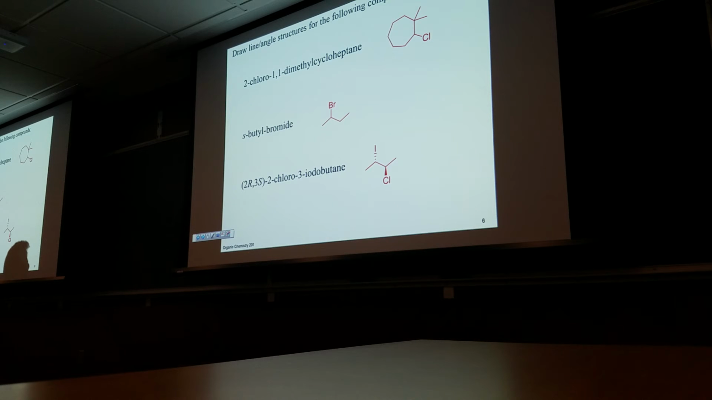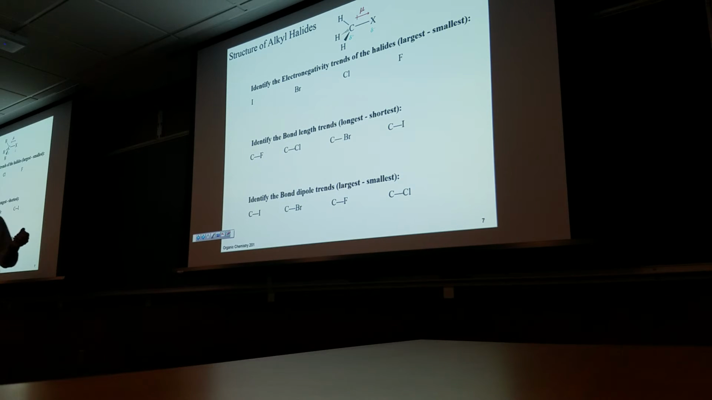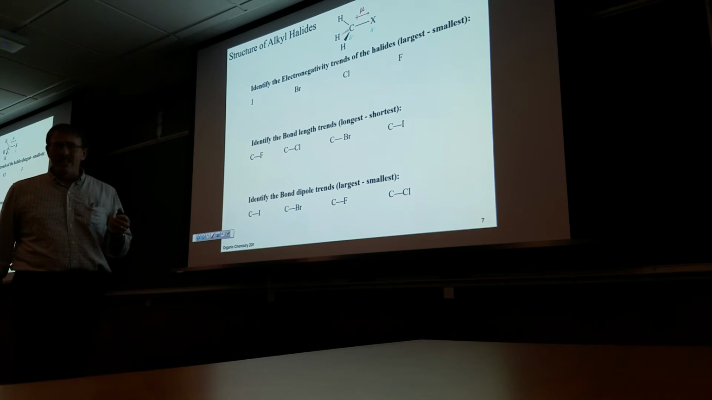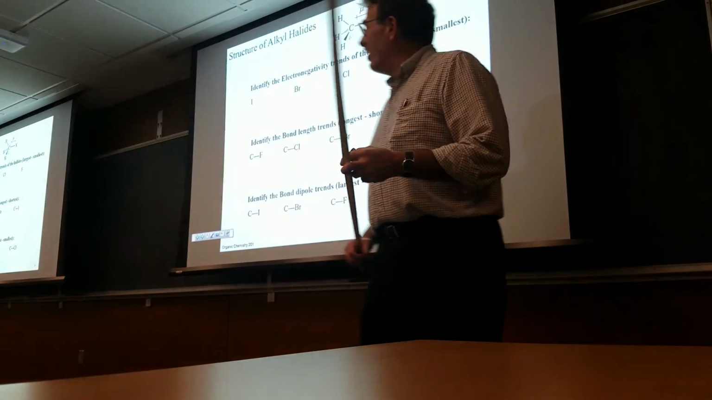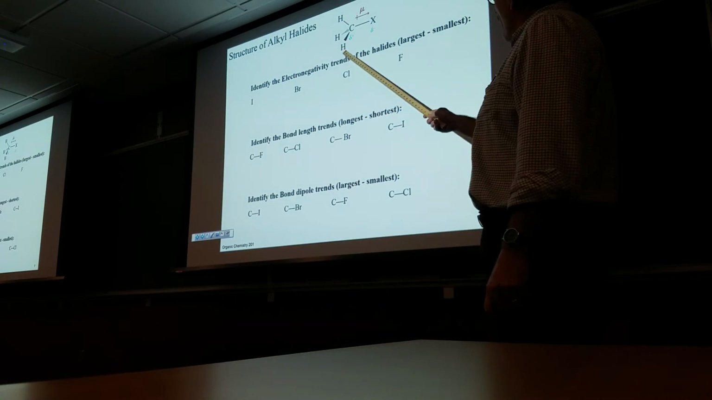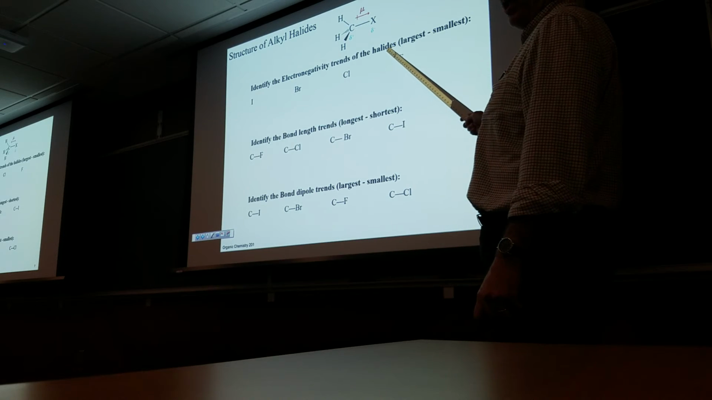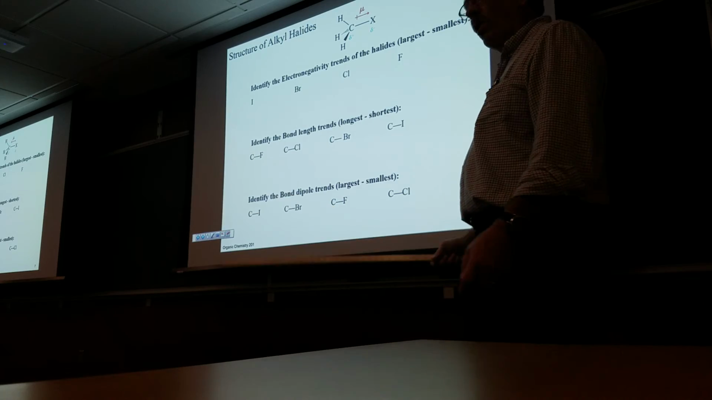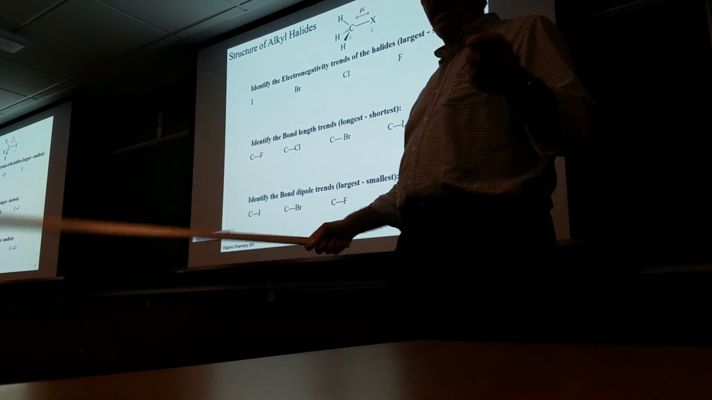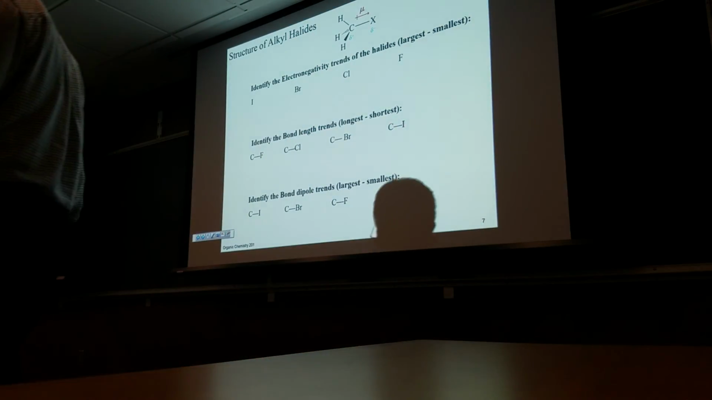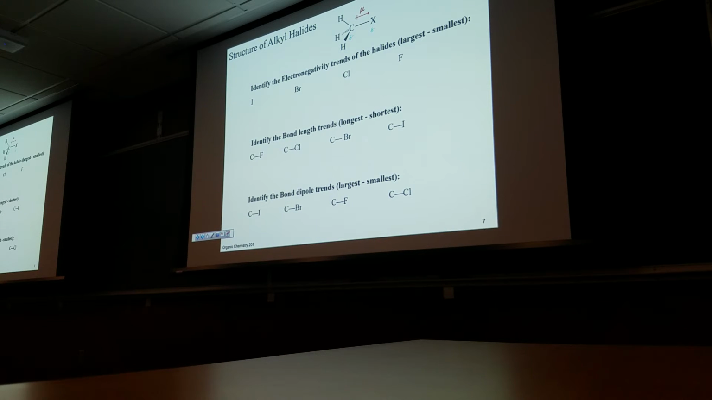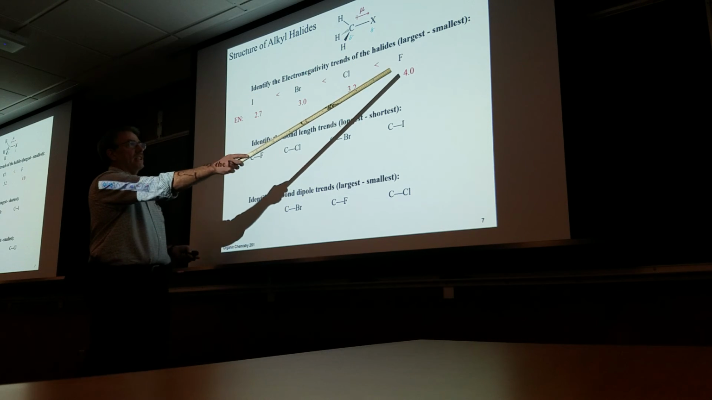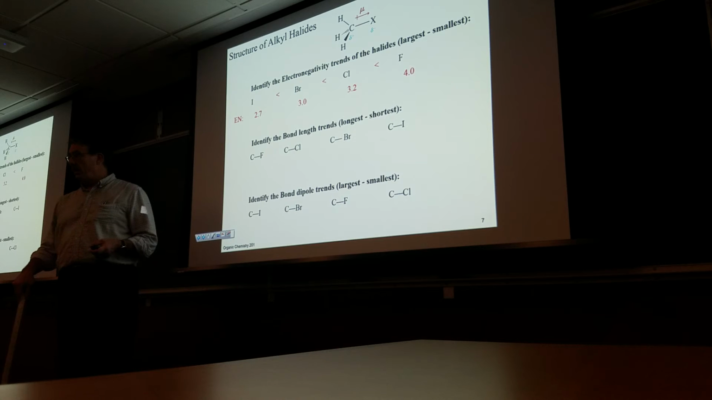Any other questions? Okay, let's look at some property trends, just of these alkyl halides. What is the electronegativity trend for halogens? Okay, which one is the most electronegative? Fluorine. It's actually the most electronegative element on the periodic table, right? Okay. So, and if I put some numbers to that, this turns out that happens to be 4. That happens to be the largest number.